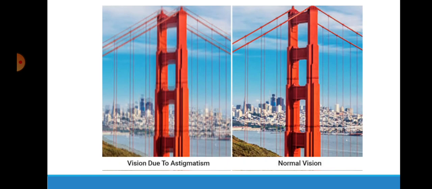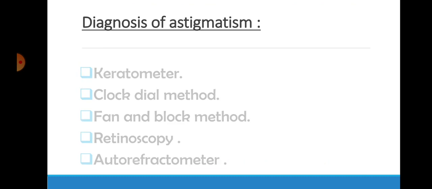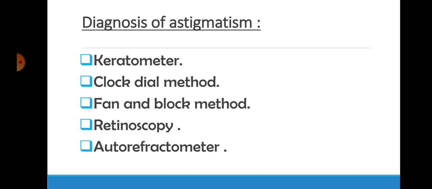Now look at this picture. Here the first image is seen by an astigmatic eye and the second image is seen by a normal eye, and see their difference. The first image is appearing in a distorted manner, and this is how an astigmatic eye sees an image.